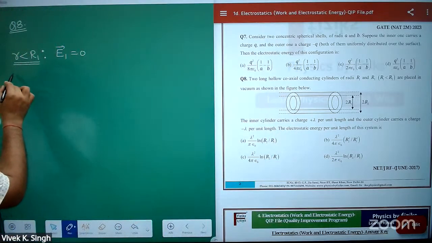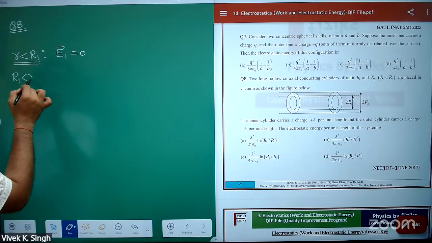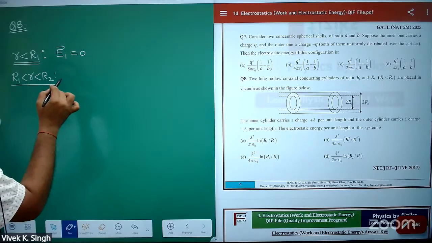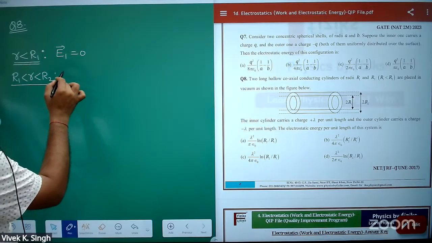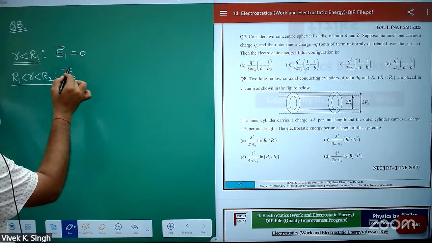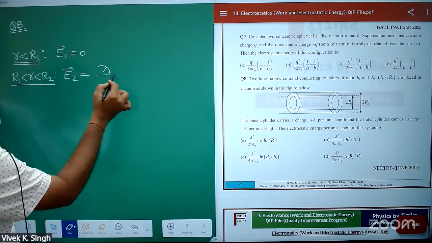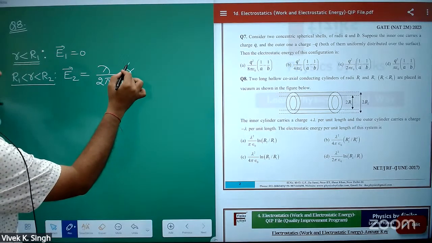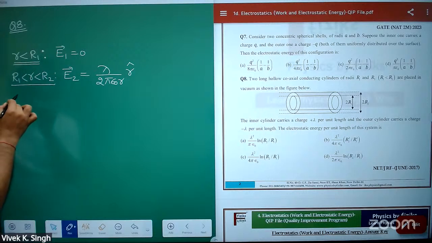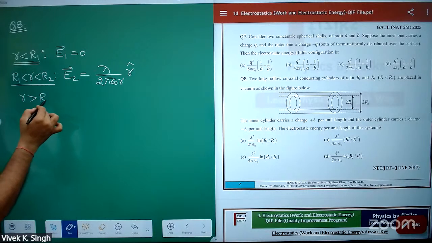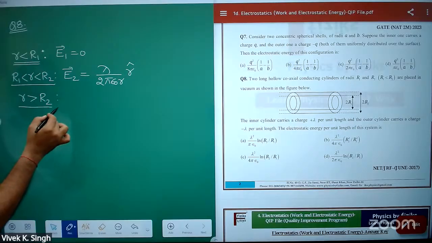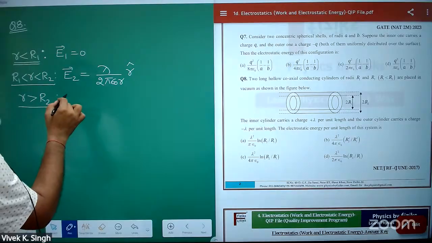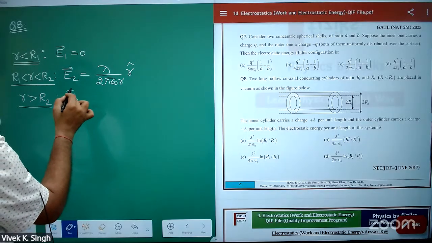But when you are considering R1 to R2, then E2 will be given by, in case of long wire, lambda by 2 pi epsilon 0 R cap. And when you are taking region R greater than R2, because this one contains plus lambda and minus lambda, so if you consider a Gaussian cylinder, electric field will be 0.